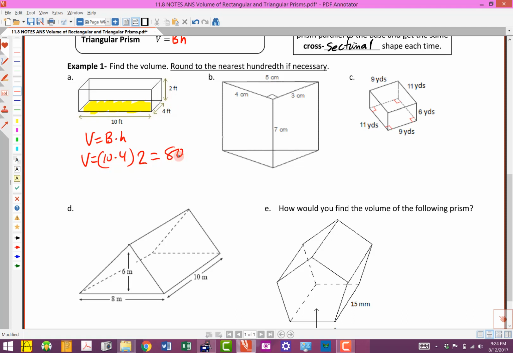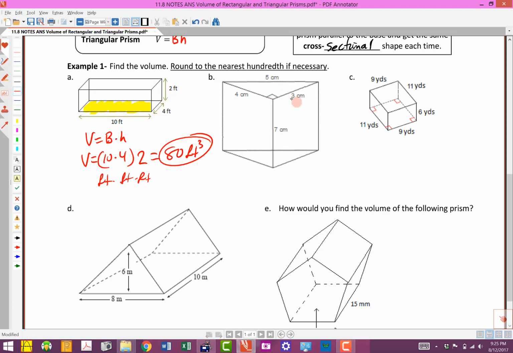Now we've got to think about units. I told you earlier we talk about units. Remember, this is going to be 10 feet times 4 feet, and then times 2 feet. So what we have here is feet times feet times feet. So feet times feet is feet squared, and then of course if we multiply it by one more, it's going to be cubed. So when we're talking about volume, we always measure those in cubic units, so keep that in mind here.